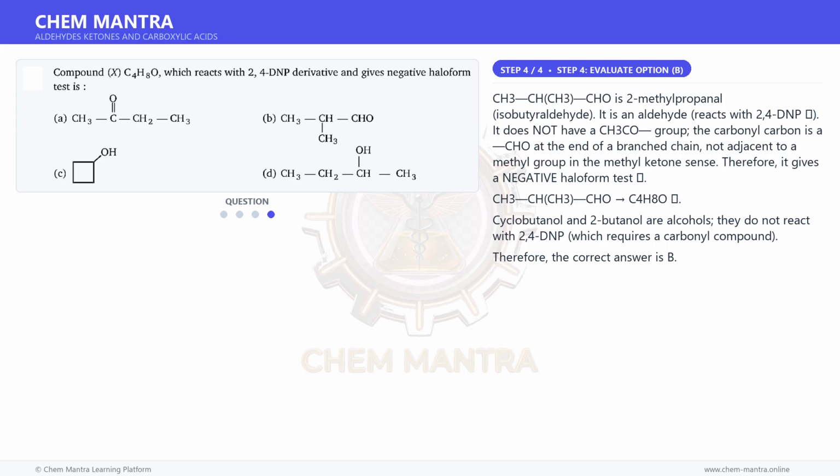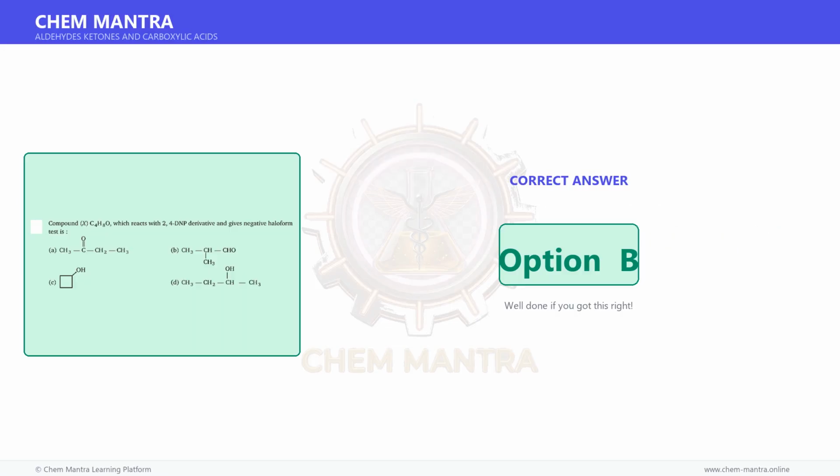CH3CH(CH3)CHO is C4H8O. Cyclobutanol and 2-butanol are alcohols. They do not react with 2,4-DNP, which requires a carbonyl compound. Therefore, the correct answer is option B.